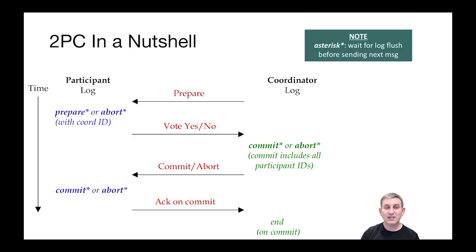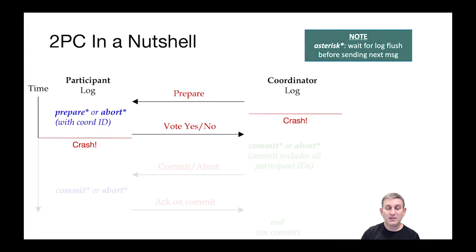So if we look back at our timeline, this is the case where the participant on the left wrote its prepare message, sent a vote possibly back to the coordinator. The participant crashed and the coordinator crashed. They both came back up.